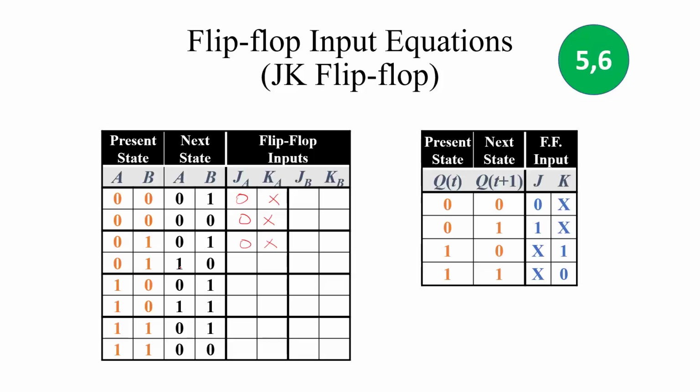0 to 0 state transition, 0x will come here as well. For 0 to 1 state transition we know that J would be high and K can be don't care. Okay, for 1 to 0 state transition we can see that J is don't care where K is high. For 1 to 1 state transition J is don't care and K is low. For present state 1, next state 0, it is don't care and 1, and finally 1 0 is also don't care and 1.